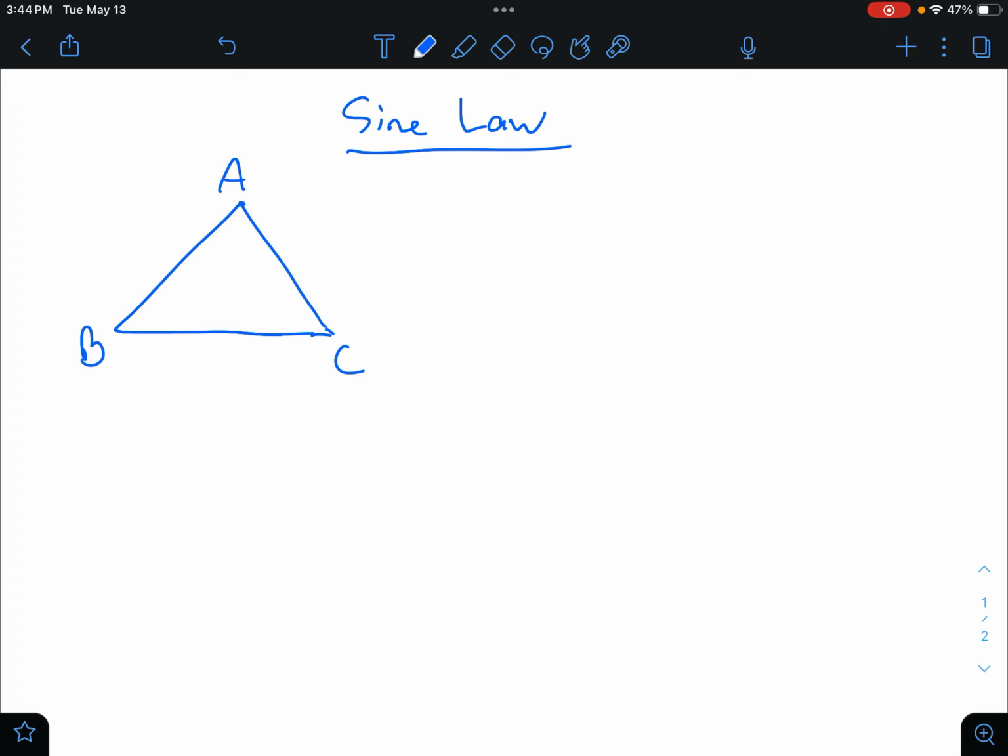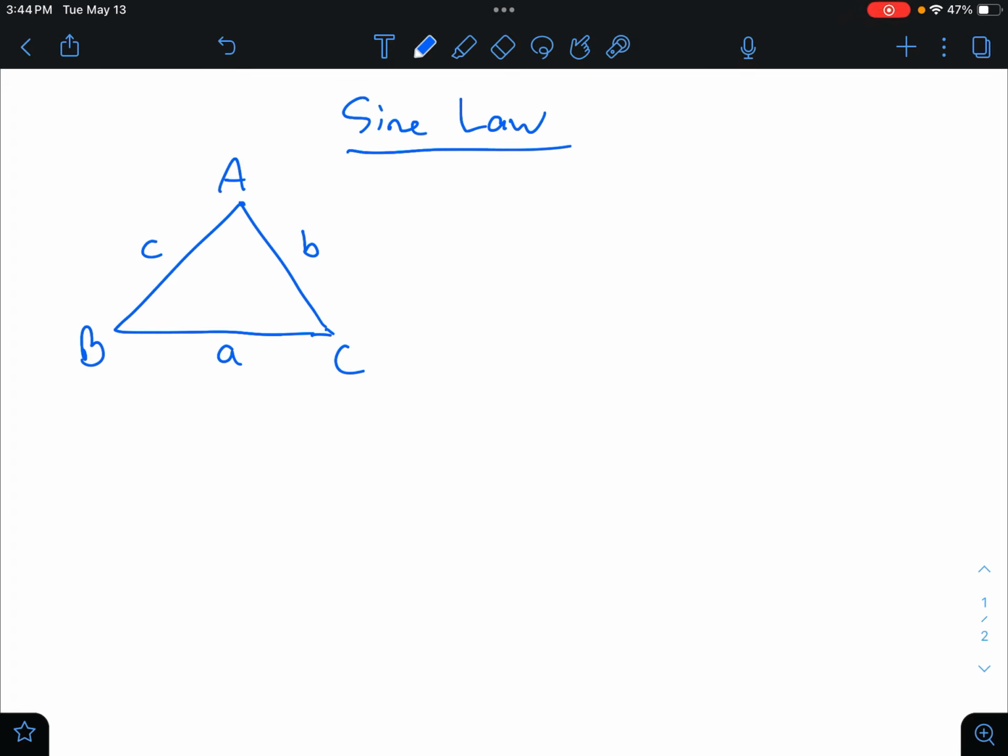So this triangle, I'm going to call it ABC. And you have to know how to label your side lengths. At the top, the angle is angle A. That means the side across from it is little a. On the left, that's angle B. The side across from it will be called little b. And the angle on the right is called angle C. This side would be called little c.